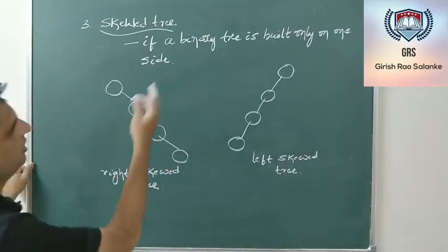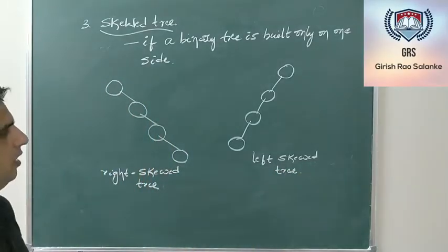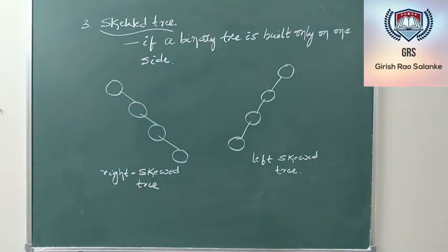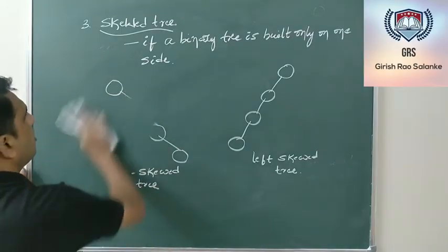Hope this is clear. If a binary tree is built only on one side, then it is called a skewed tree. It can either be a right skewed tree or a left skewed tree. Moving on.